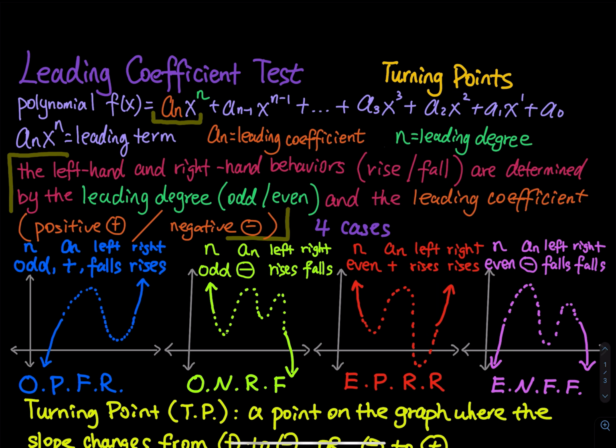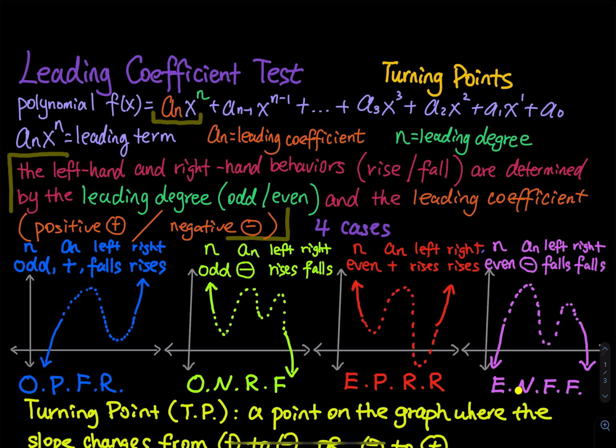And then the third case, when the leading degree is even, do you follow this? When the leading degree is even and the leading coefficient is positive, the function rises to the left and rises to the right. To make this short, EPRR. Leading degree is even, leading coefficient is positive, rises to the left, rises to the right. And then the last case is when the leading degree is even and the leading coefficient is negative, the function falls to the left and falls to the right.